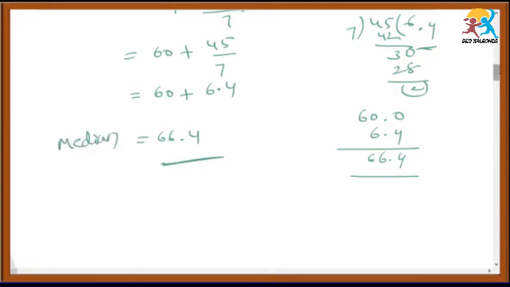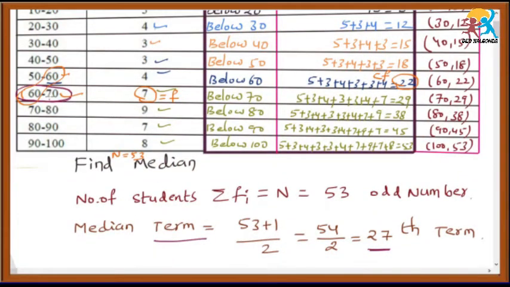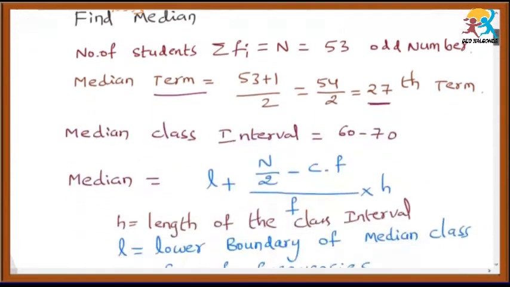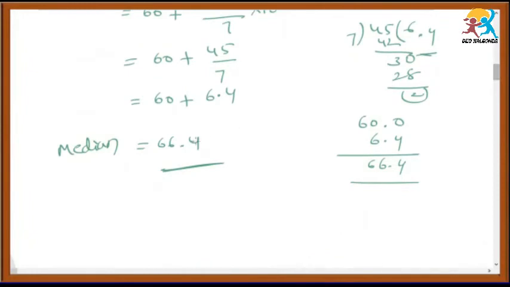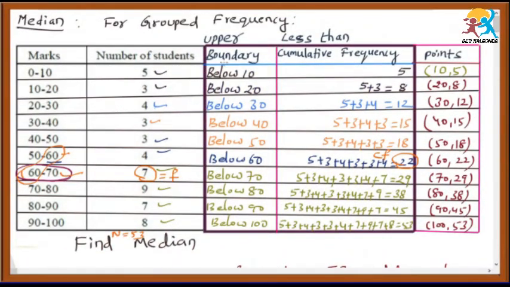In the beginning itself we have said that the median class will be 60 to 70. Now we got the median as 66.4. So, this will lie between 60 and 70. Like this you have to find out the median of a grouped frequency distribution table. There is another method to find the median.